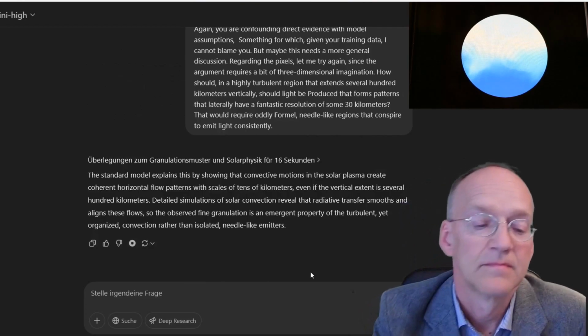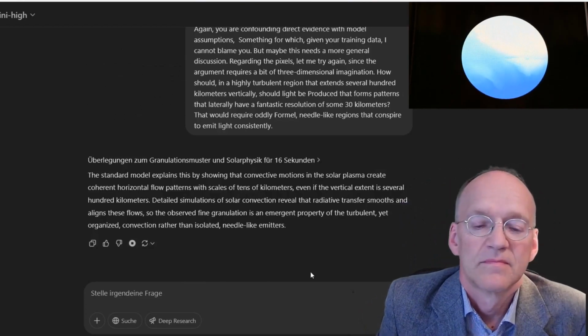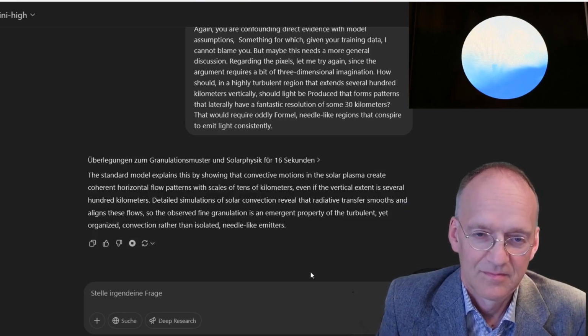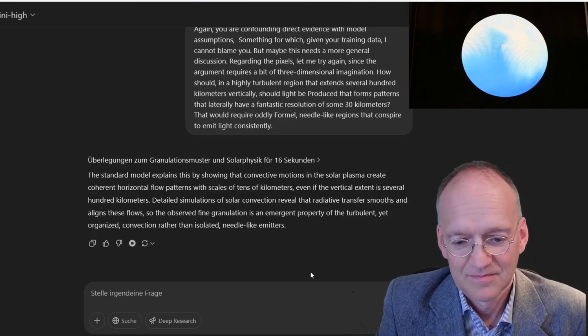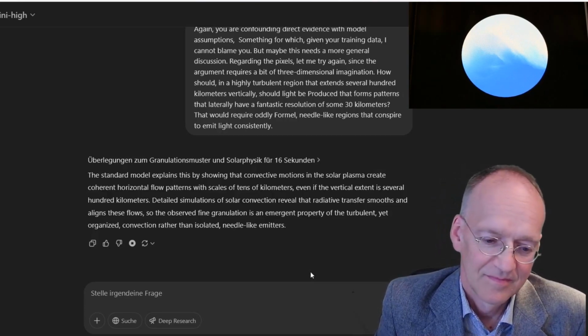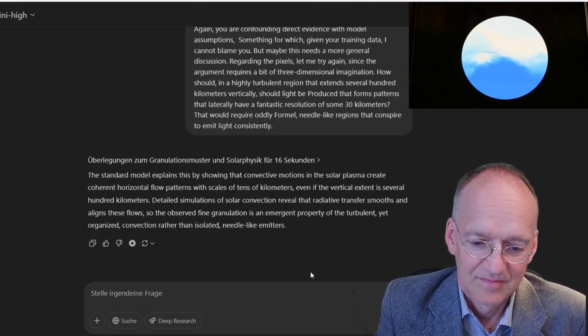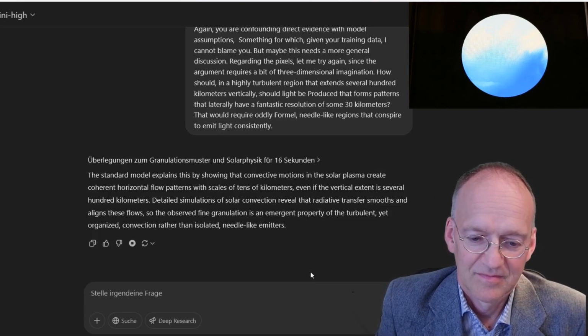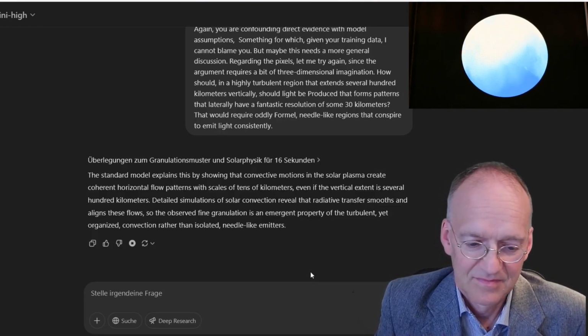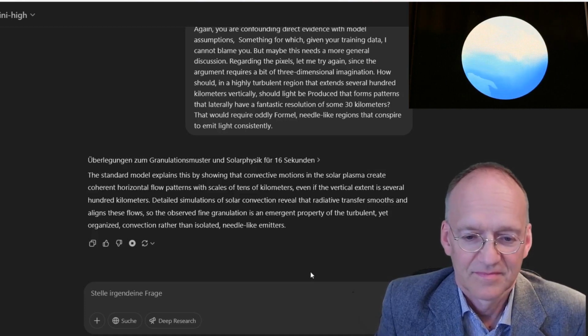The standard model explains this by showing that convective motions in the solar plasma create coherent horizontal flow patterns with scales of tens of kilometers, even if the vertical extent is several hundred kilometers. Detailed simulations of solar convection reveal that radiative transfer smooths and aligns these flows, so the observed fine granulation is an emergent property of the turbulent yet organized convection rather than isolated needle-like emitters.